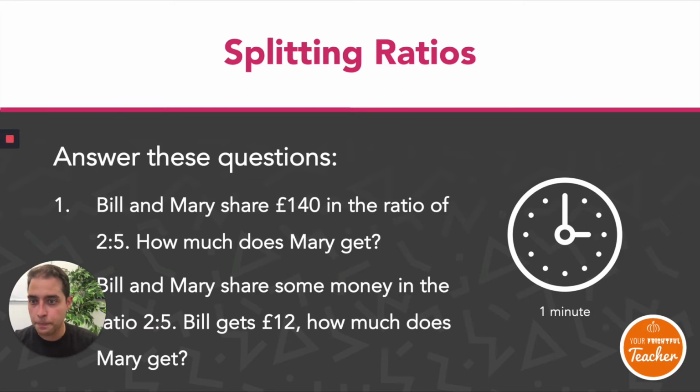So let's play. Bill and Mary share £140 in the ratio of 2 to 5. How much does Mary get? That's question 1. Question 2. Bill and Mary share some money in the ratio of 2 to 5. Bill gets £12. How much does Mary get? So it is about ratios, but presented differently. So let's see how you do. You have a minute. Ready, steady, go.